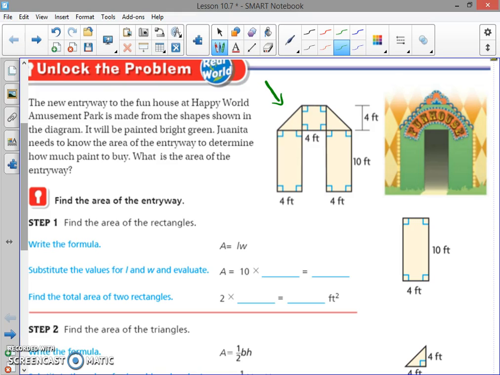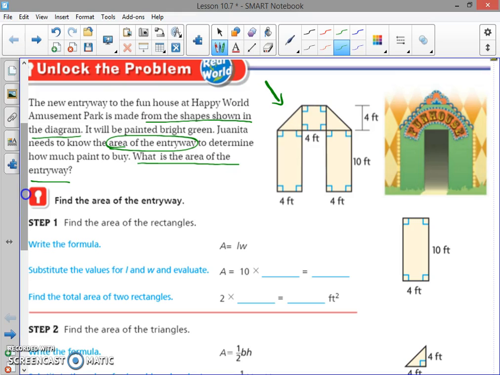So if we take a look, it's a new entryway. It's made from the shapes shown in the diagram. That's going to be important. It'll be painted bright green. I don't need to know that. She needs to know the area of the entryway because she needs to know how much paint to buy. So we need to find the area of the entryway. A lot of the words in that problem are superfluous, meaning we don't need them. They're not going to help us solve the problem.